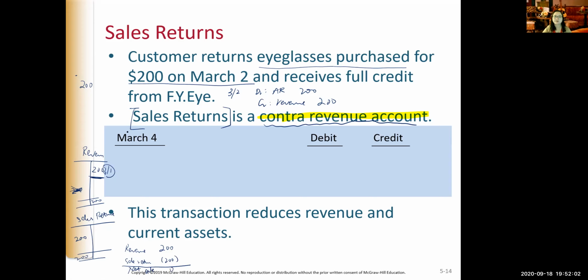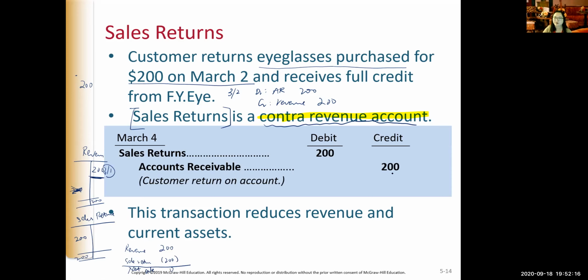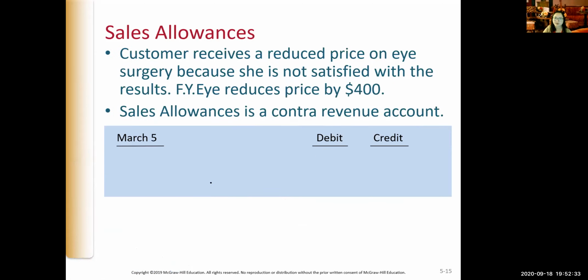So therefore, let's say the customer returned the $200 eyeglasses purchased on March 2nd. What's going to happen? You debit sales return and you credit accounts receivable for 200. And this transaction reduces the revenue and the current assets, right? Because this is minus asset, and this is minus equity, right?